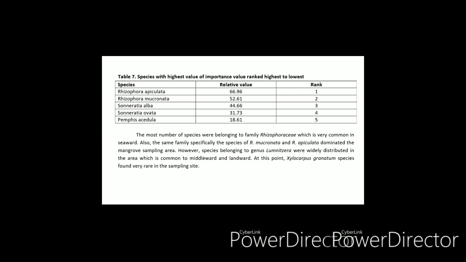Therefore, the greatest number of species belonged to family Rhizophoraceae, which is very common on the seaward side. Also, species of the same family, Rhizophora mucronata and Rhizophora apiculata, dominated the mangrove sampling area. However, species belonging to the genus Lumnitzera were widely distributed in the area, common to both mid-ward and landward. At this point, Xylocarpus granatum was found very rare in the sampling site.